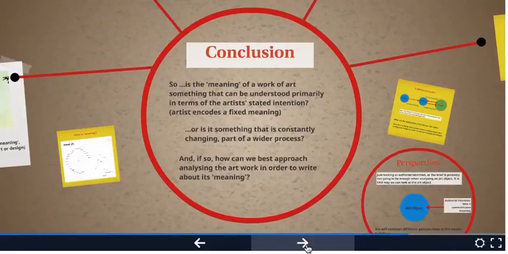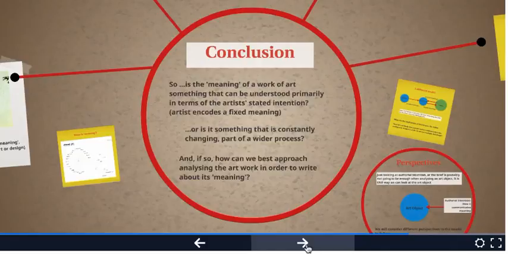My conclusion: is the meaning of a work of art something that can be understood primarily in terms of the artist's stated intention? Can we say that the meaning of a work of art is all to do with the artist, what they wanted to communicate? Or is it something that's constantly changing and part of a wider process? And if so, how can we best approach analysing the artwork in order to write about its meaning, which is what we're going to be doing?